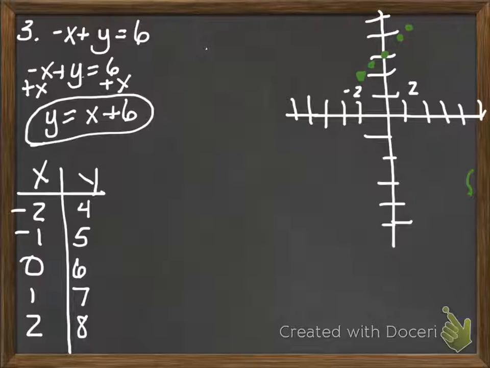All right, and again, I'm just going to draw the line for my whole graph, and I'm going to make sure that it covers all of it, and then I have my arrows going on each side.